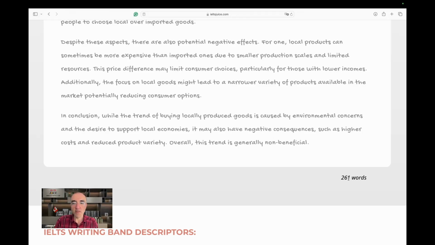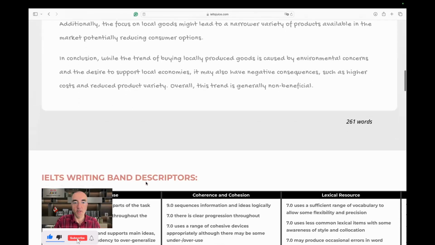And it's 261 words. Very economical, a little scary, a little risky, but we needed 250 and we have 261, so this is enough. Let's check our band descriptors. Okay.